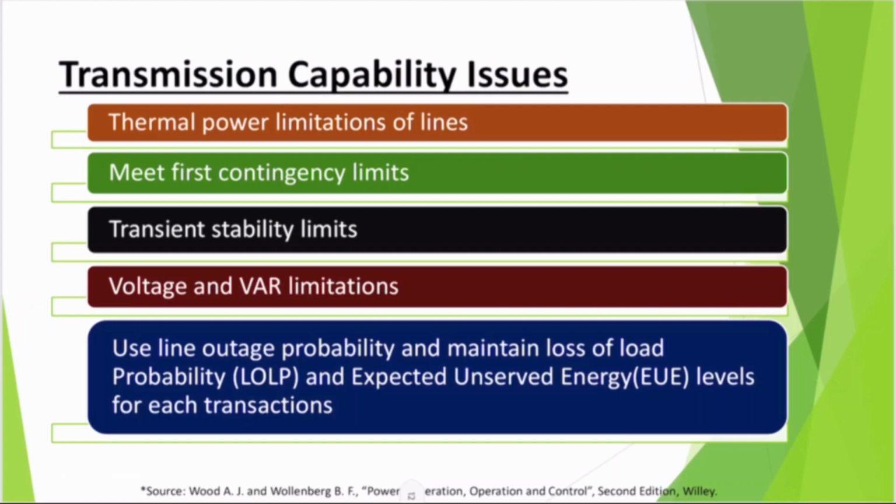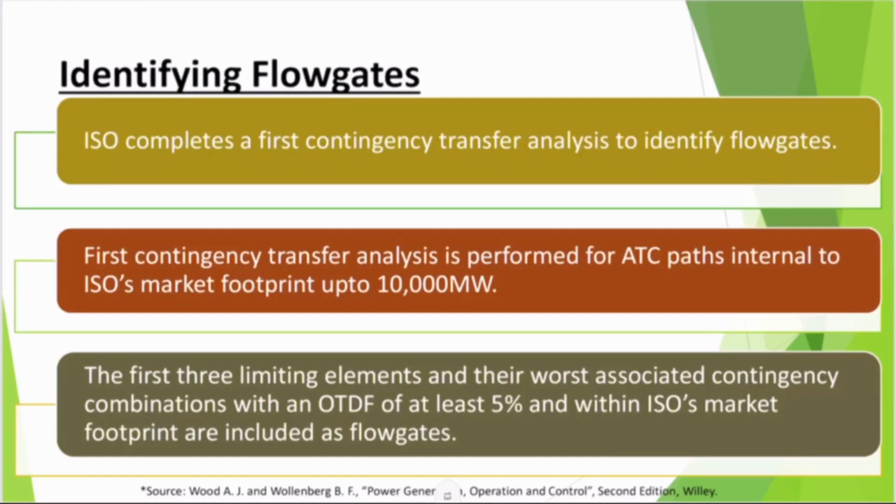Now, line outage probability, loss of load probability, LOLP, and expected unserved energy, that is EUE, levels for each transaction equally play an important role in deciding transmission capabilities. Now, what do you mean by flow gates? It's a very important point, flow gates.